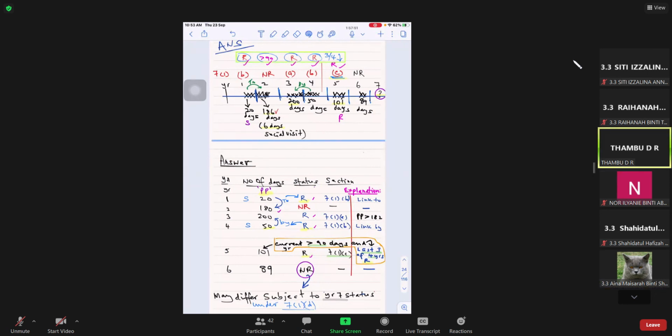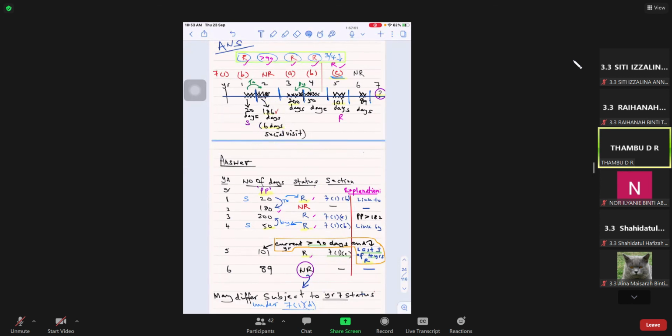Okay, next question means which one? The last one at the bottom that we discussed. Okay, let's settle this first. How many days do you stay here? 180. Under A, we only take physical presence. Under 71A, we take physical presence. So how many days do you stay here? 180. I need at least 182. So 180 means you cannot be a resident under A.